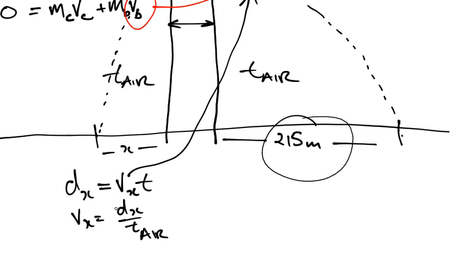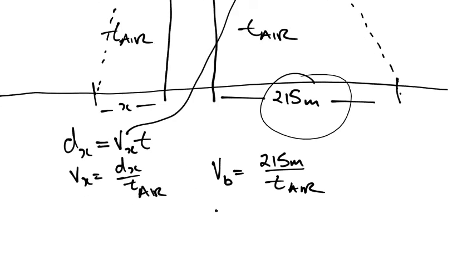So what we've found here now is that the horizontal velocity, I'm using an x here, but understand that's for the cannonball. So I'm going to rewrite this equation and say v ball is equal to 215 divided by t air. And what about the velocity of, not the ball now, but the cannon? That can also be discovered with the same equation, except this time we don't know the 215, we just know that it's x divided by t air.